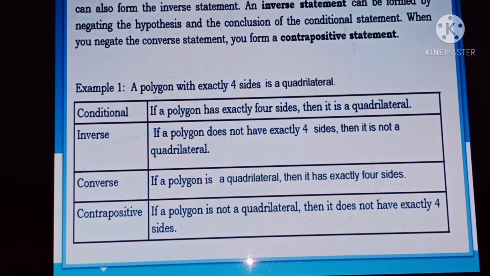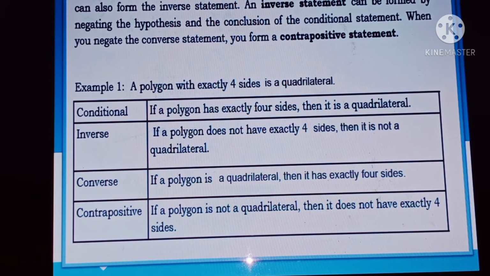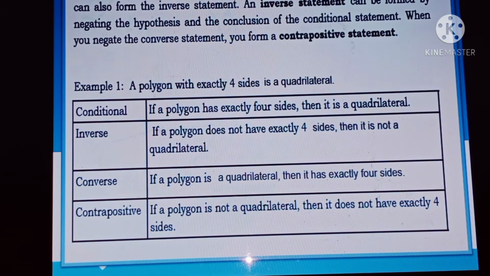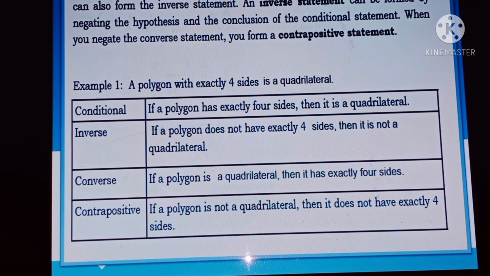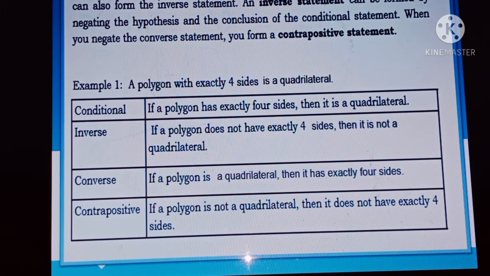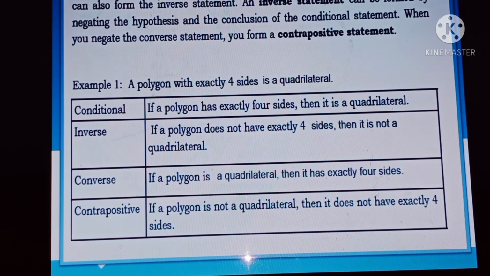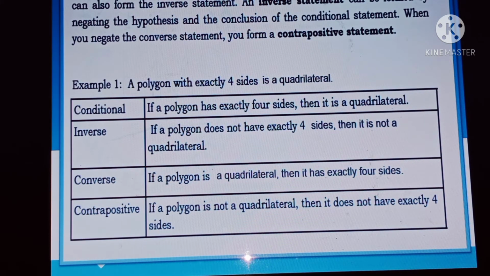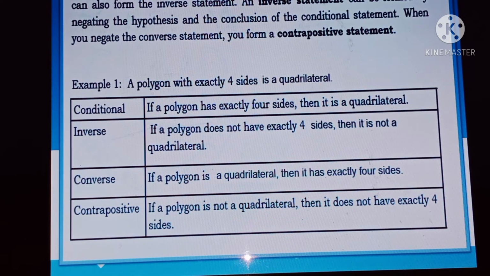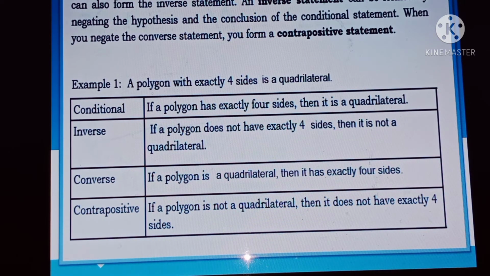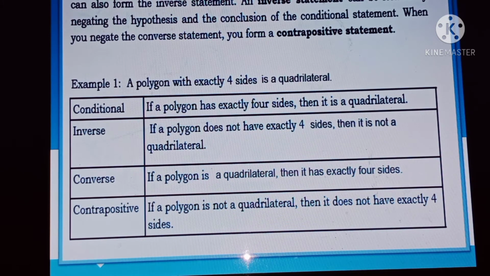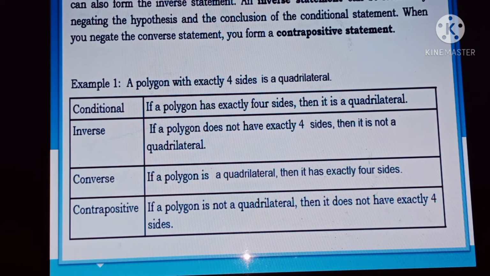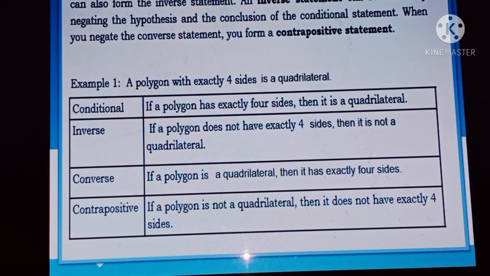A polygon with exactly 4 sides is a quadrilateral. Yan yung ating statement. So, yung conditional nandun: if a polygon has exactly 4 sides, then it is a quadrilateral. So, that is correct. That is true. So, sa inverse naman: if a polygon does not have exactly 4 sides, then it is not a quadrilateral. So, ibig sabihin, yung conditional, ininegate natin. We negate yung conditional. Ibig sabihin, nilagyan natin ng not sa hypothesis at not sa conclusion. Pero, kung ang given naman na conditional ay may not already, na naka-negate na, babaliktarin ninyo naman yung statement.